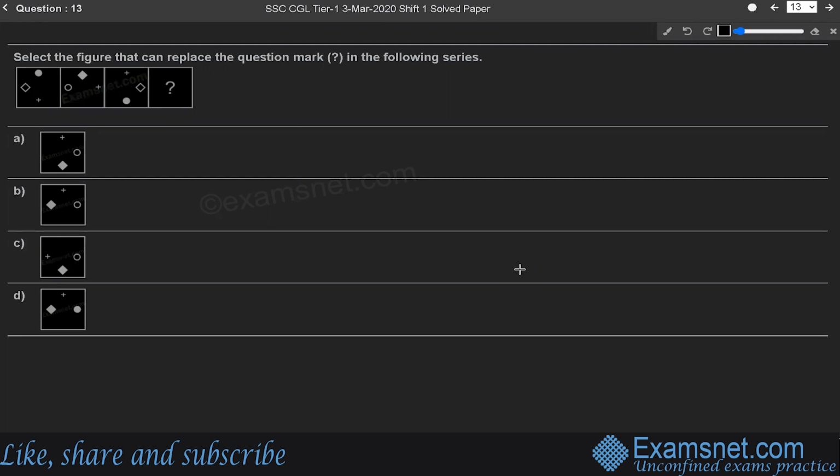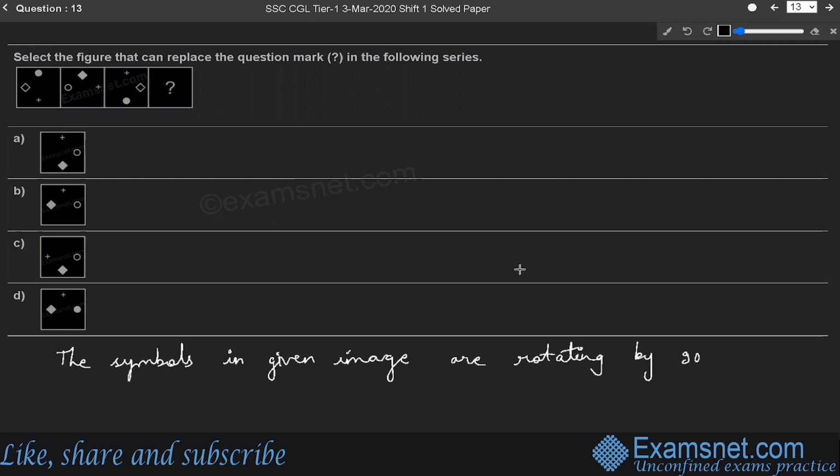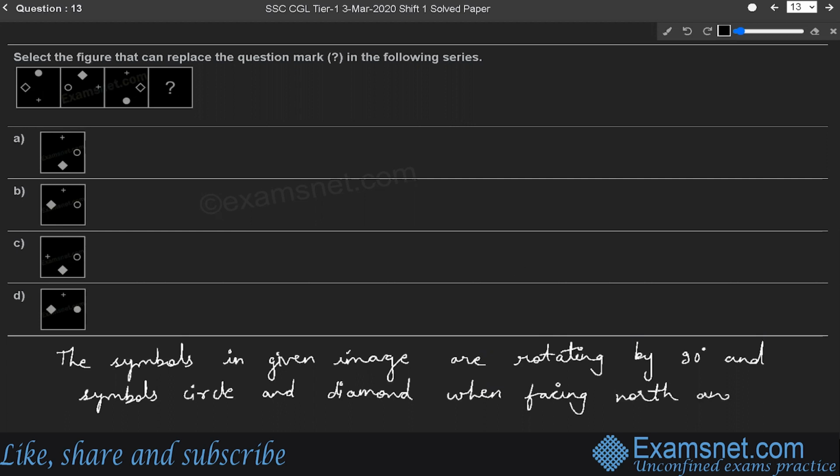Okay, so the pattern is the symbols in the given image are rotating by 90 degrees, and the symbols circle and diamond, when facing north and south, are painted.